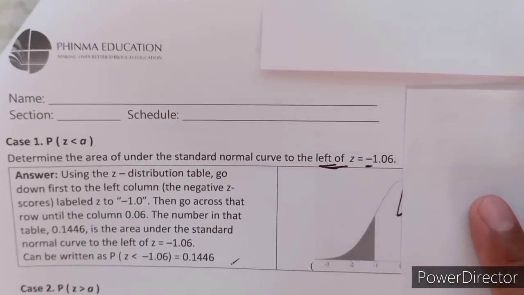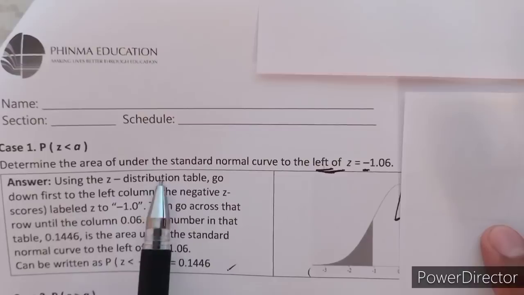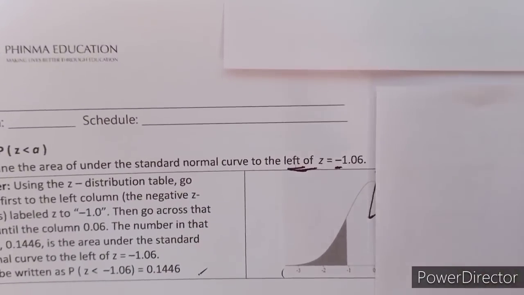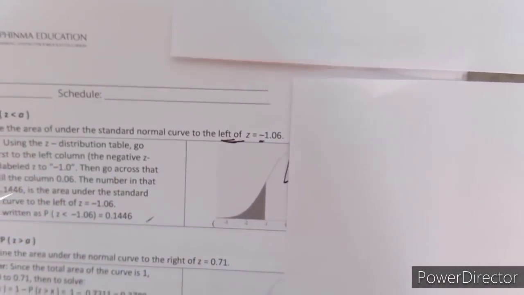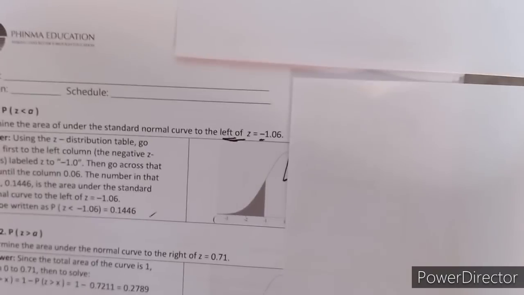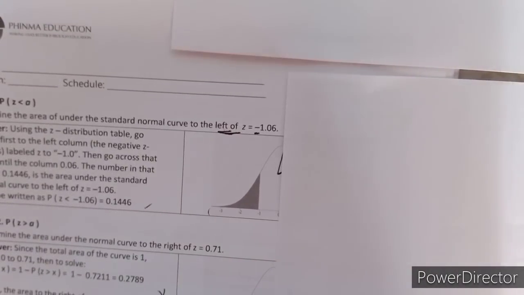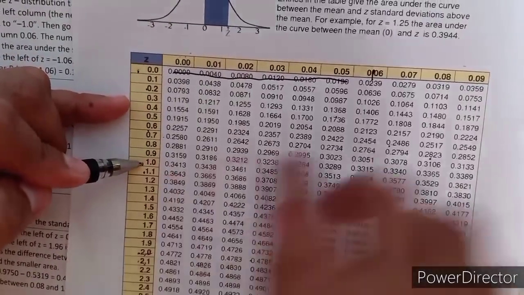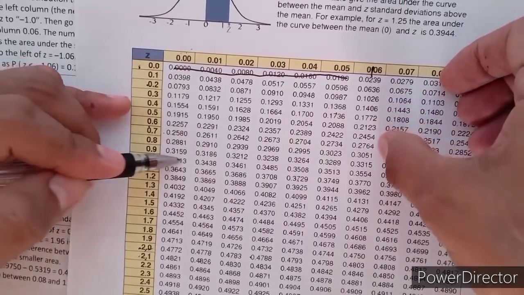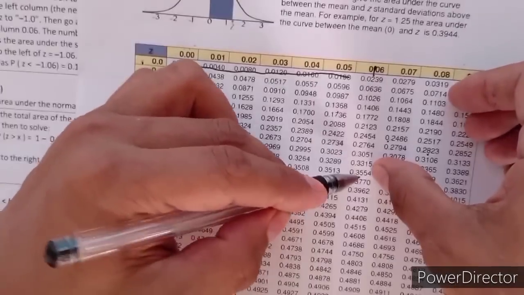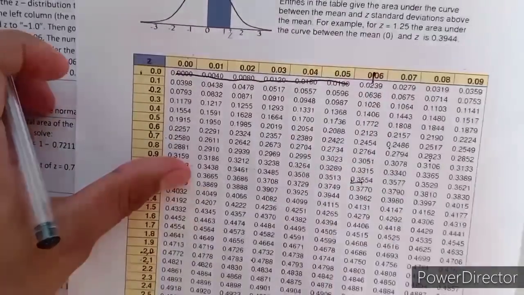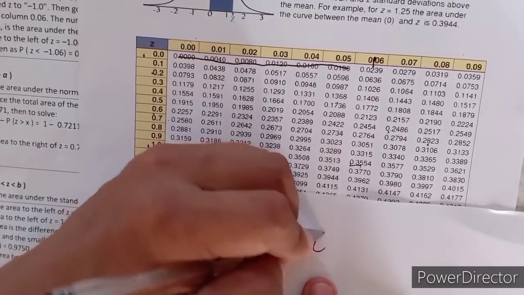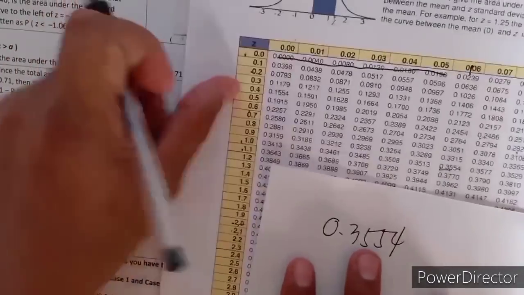Example number 1. Determine the area of standard normal curve to the left of Z is equal to negative 1.06. Okay, first step, kailangan nyo munang alamin ang value ni 1.06 sa ating Z-score table. 1.06, Ma'am Tintin. This is 1.0. This is 6. Tingnan natin kung saan sila mag-meet. Nag-meet sila kay 0.3554. Okay?